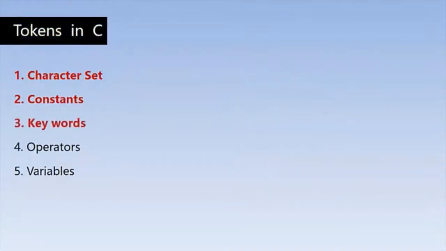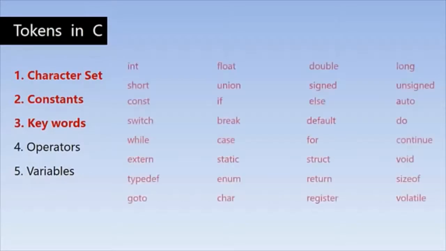And next, the keywords. Keywords are reserved words. There are 32 keywords in C language, and they are all reserved for a specific purpose, for a special operation. So these are the 32 keywords that we're going to use in the C program. These keywords are very important. Without the keywords, we cannot write a program. Each and every keyword in C language has a special meaning and a special purpose. We should not use the keywords for any purpose other than the task assigned to them.